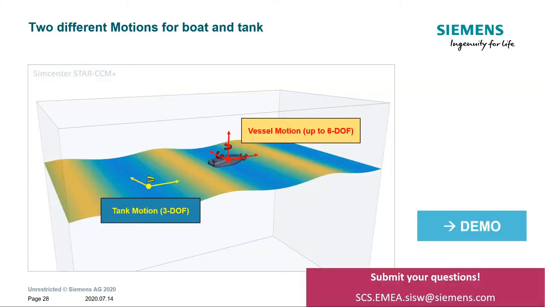So, summarizing with a different visual picture for that. We have our vessel with its motion up to 6 degrees of freedom, all the 3 degrees of freedom for the translation and all for the rotations. And then we have our tank, which will move only for 3 degrees of freedom, following in X and Y translation and Z rotation the position of the vessel, so that the vessel will always be exactly in the middle of the tank. Since this is quite important and possibly not so straightforward, I wanted to show you in a demo in STAR-CCM+ how to set this up.